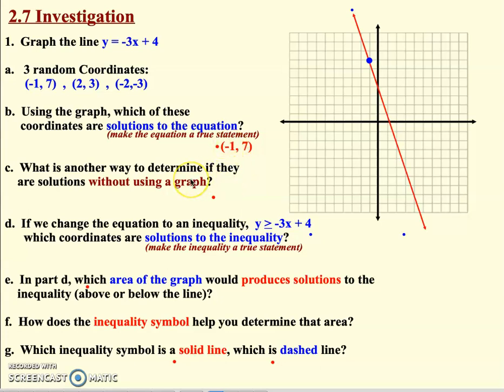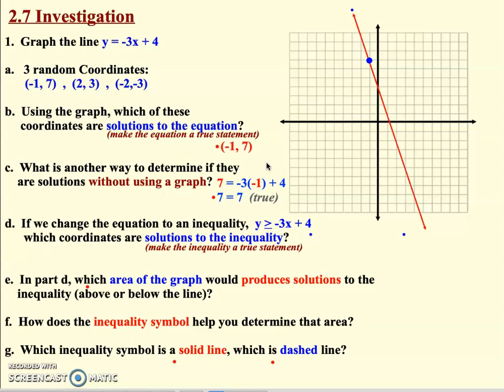An alternative to just visually checking it out would be plugging it in. You can always check any coordinate to see if it's a solution to an equation by seeing if you get a true statement when you sub it in for x and y. In this case, we do. We get 7 equals 7, so now we know that's definitely going to be a solution.